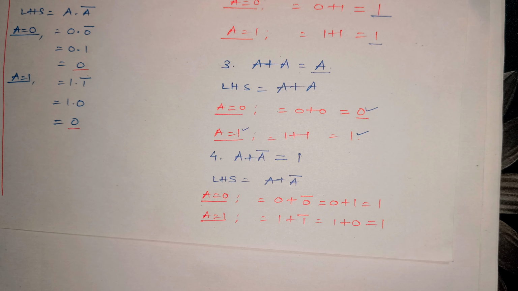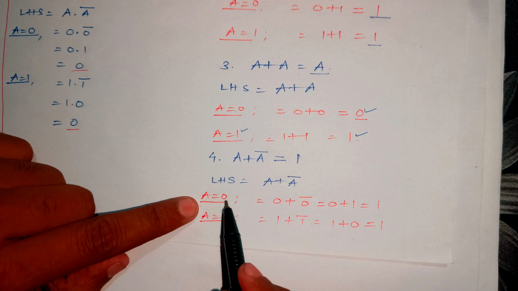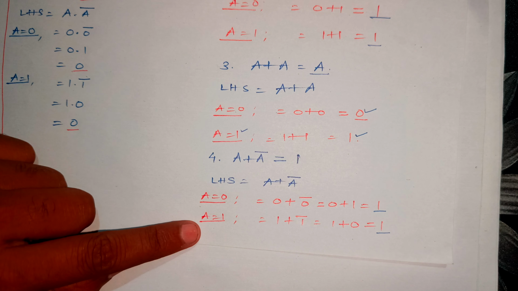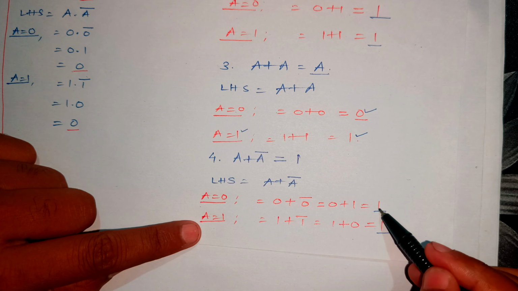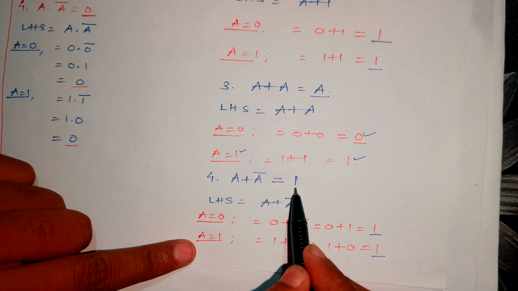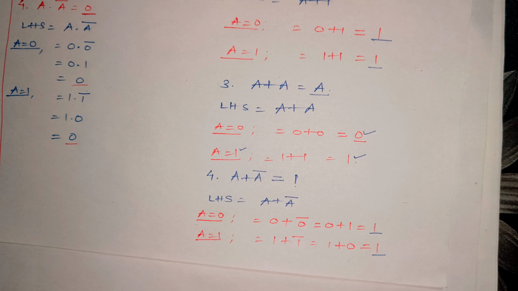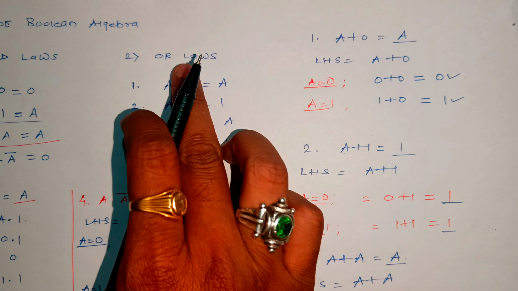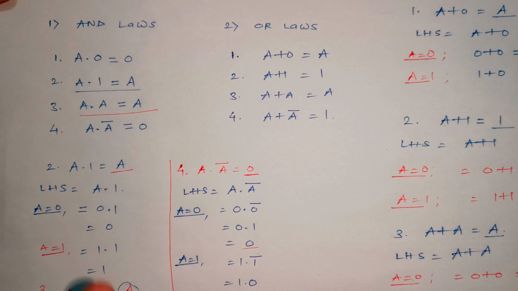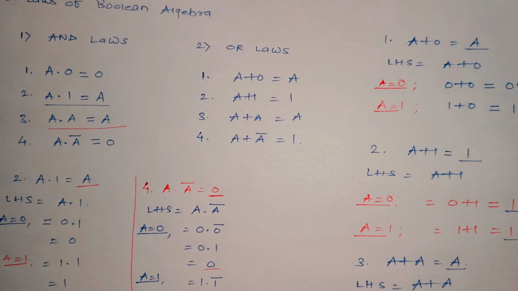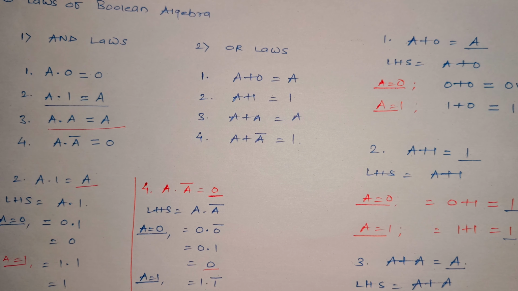Now see it here. In both the cases, even if a0 we are getting 1 and if a1 we are getting 1. यानी कि दोनों भी केसेस में रिजल्ट आ रहा है फिक्स्ड 1. Therefore a plus a bar will be 1. So this is about the second category of our OR laws. I hope you are getting it. Yes, this is about AND law, this is about OR law. Now let us move on to the next one, that is for NOT law.